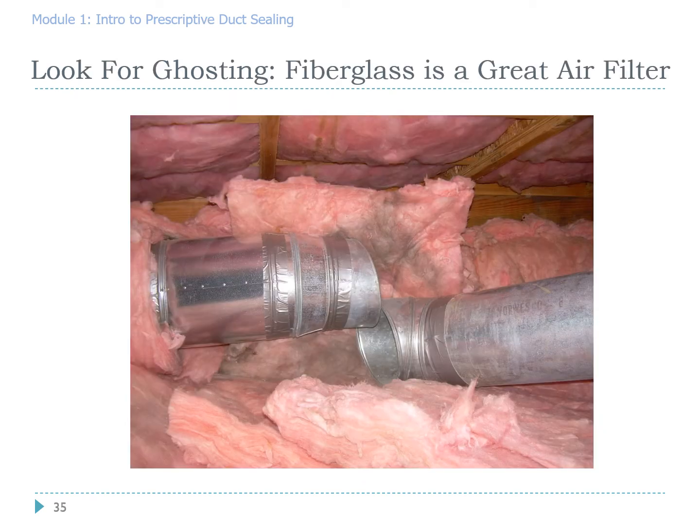When ducts are covered with fiberglass insulation, it can be difficult to see if there's a disconnect underneath it. As you can see here, we have a complete disconnect that was found by this discoloration of the fiberglass bat. Basically, again, fiberglass is a good air filter, and the dirt and the grime exiting the duct system has stained the fiberglass over time. So if you're looking for leaks, one good way to find them is to look for that ghosting.